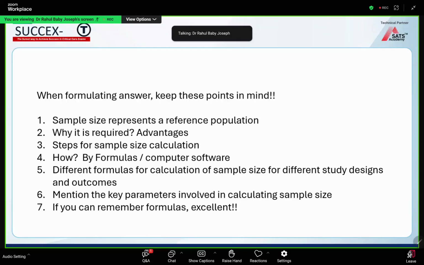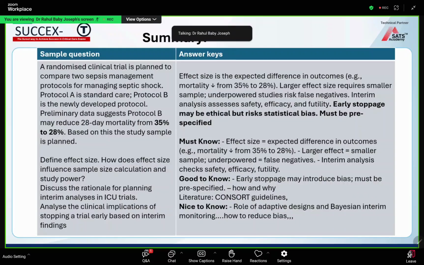For example, for a cross-sectional study and a clinical study, the formula is very different. So depending on the study that you're doing, you have to identify the formula. If you can remember these formulas, then it is good. Summarize the effect size we have already mentioned. So there is a difference between the outcome between test and control. So in this particular question, where protocol A is, the difference in the 28-day mortality was 35 to 28%. The effect size is the difference between these two.